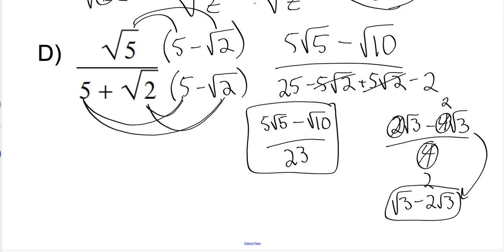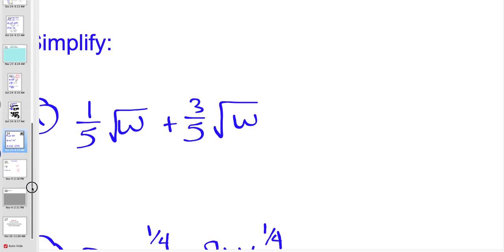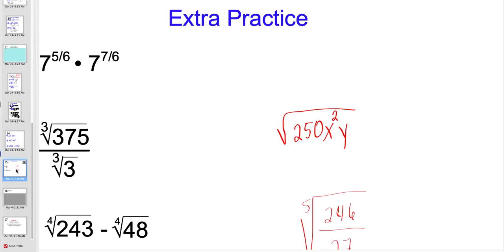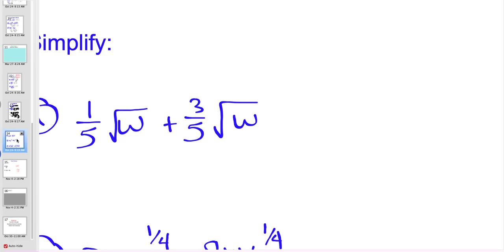So that's pretty much all of the concepts involved. The rest of it is just practice. If you would like to watch the practice, I'm going to make a separate video with extra questions in it covering these. But your homework is the worksheet, and 51 to 55 odds. So if you are done, if you understand the concepts, get started on the worksheet. Otherwise, the separate video will include extra practice questions.